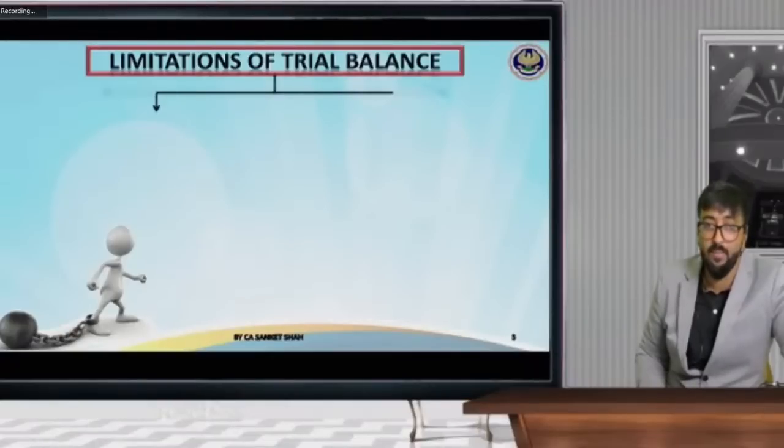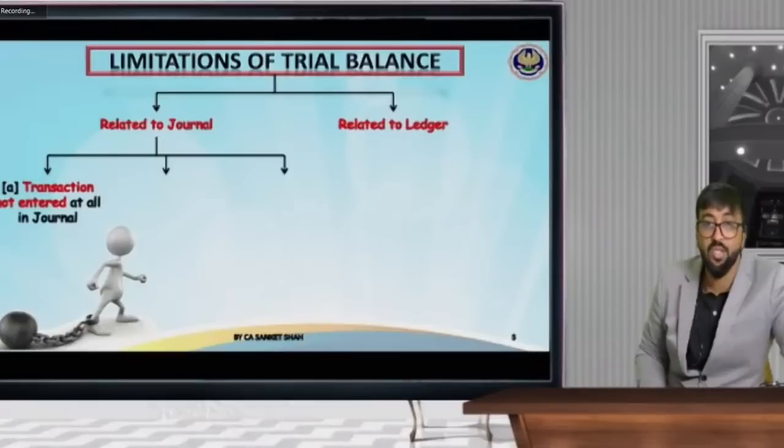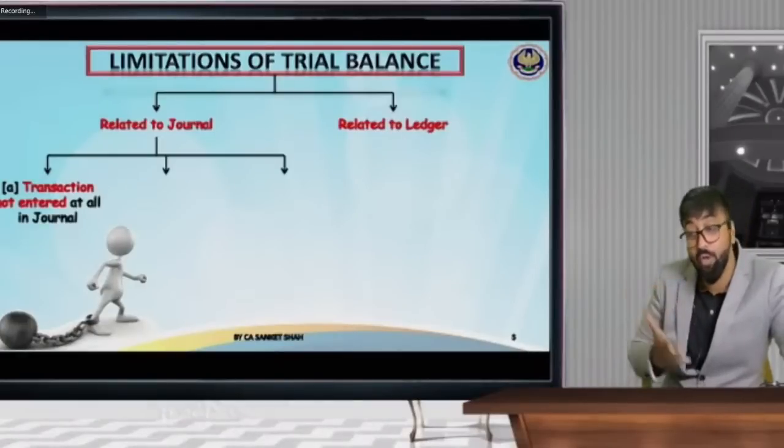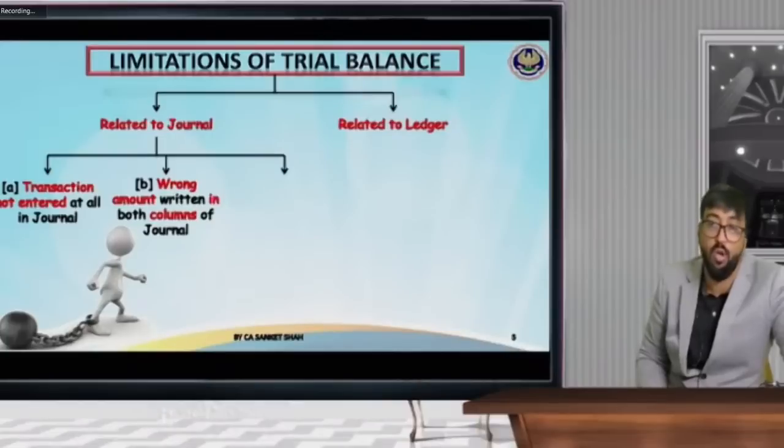Number one, limitation related to journal and related to ledger. Journal entry wrong, transaction not entered at all, means you are not given debit, you are not given credit. Beta, I am going to tally my trial balance wrongly. Okay, so no entry, still your trial balance is tallied. Wrong amount written in both column. Instead of 500 debit, you have given 50 debit and credit also 50. So beta 450 ka short hai, but still your trial balance is agreed. Agreed means match hua.